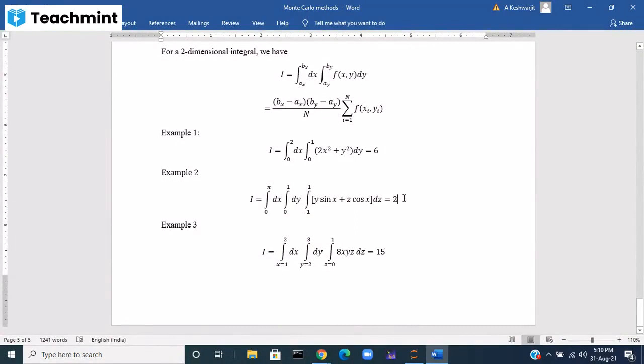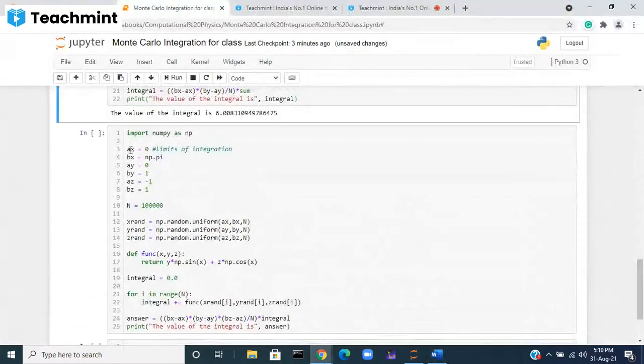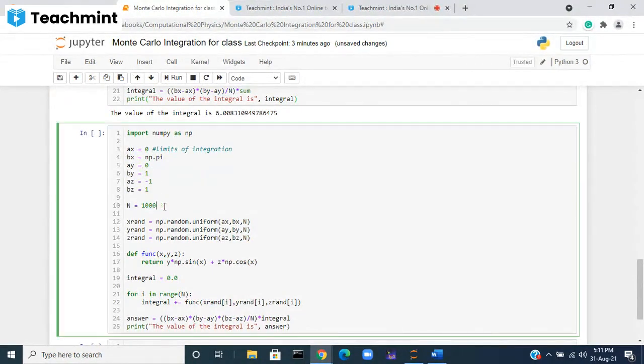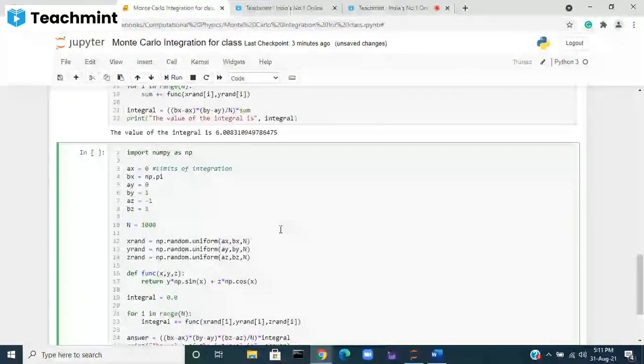Correct. So let us write this program. The limits for x are 0 to pi. In Python, we always import numpy. Import numpy, the random module. Define the lower and upper limits for x, y and z, and the number of random points. Let us start with 1000 random points.